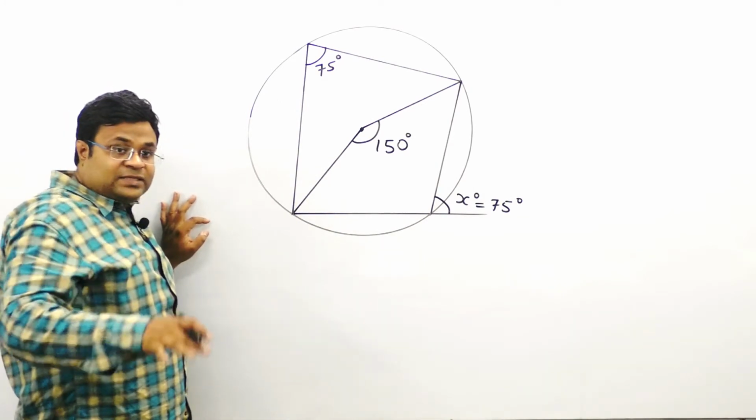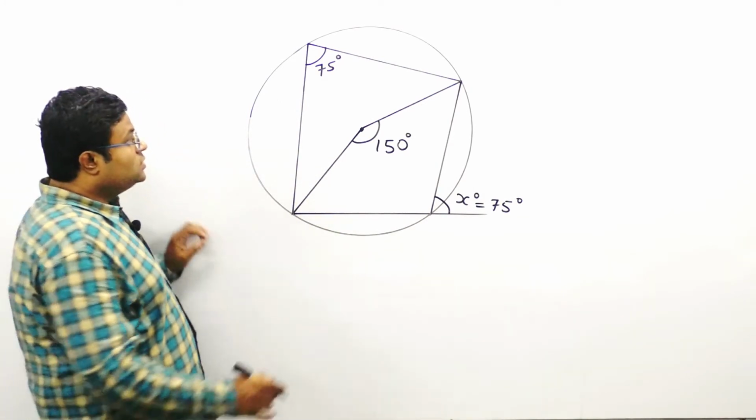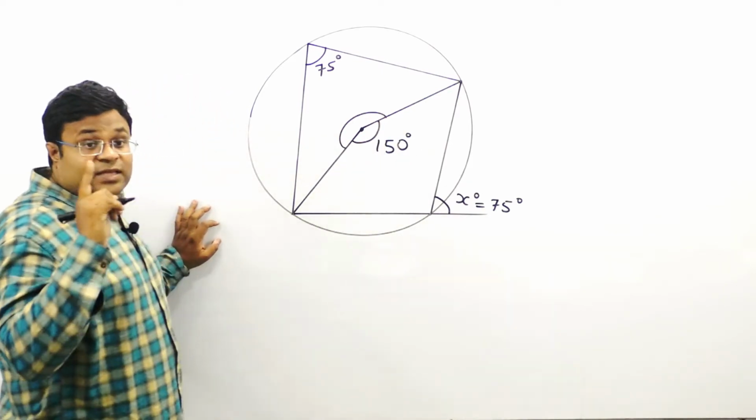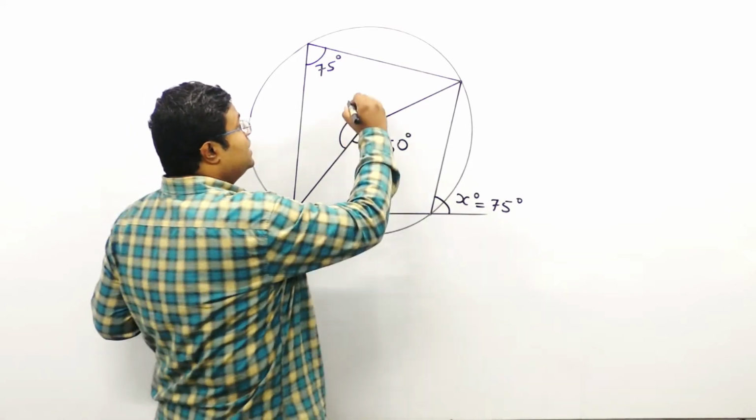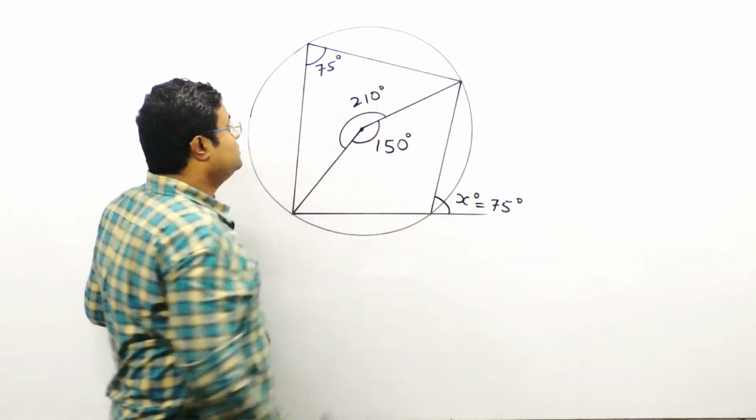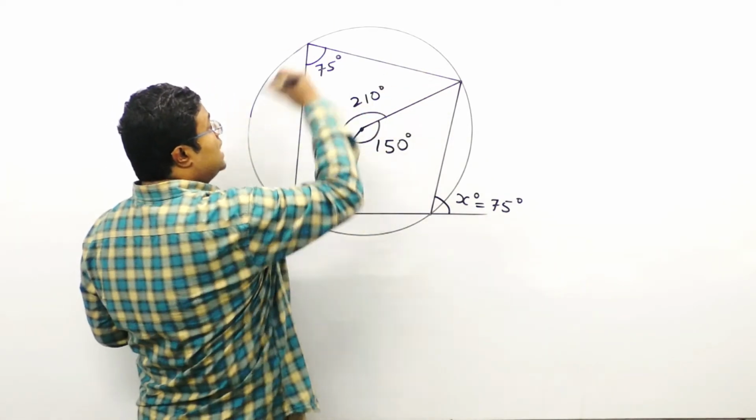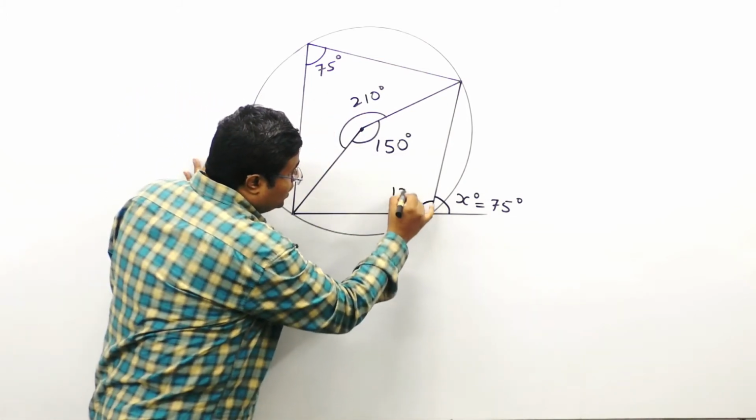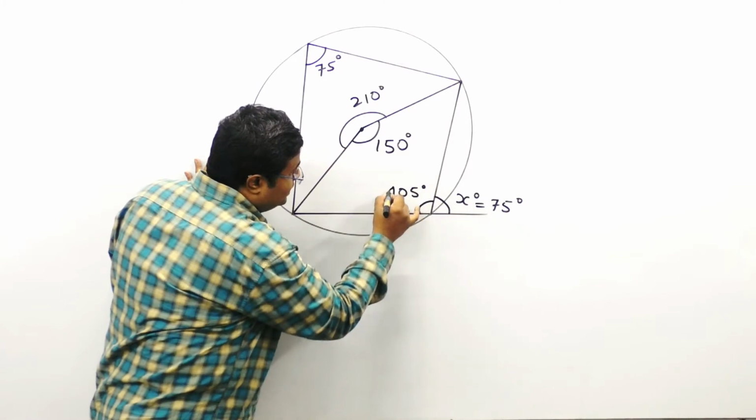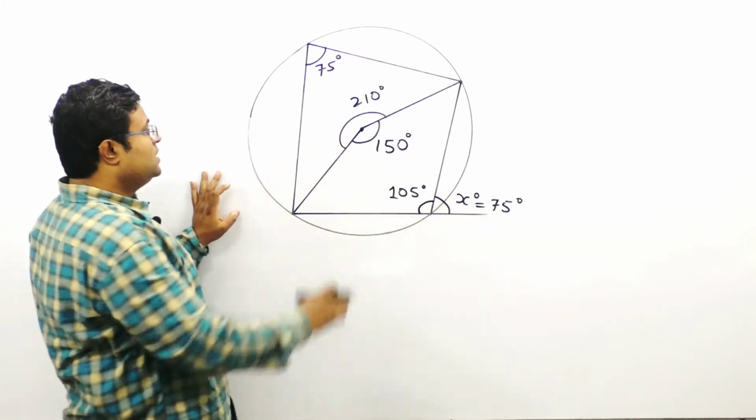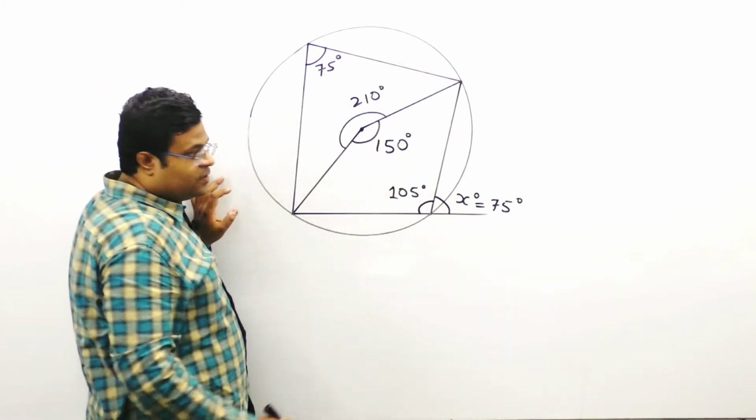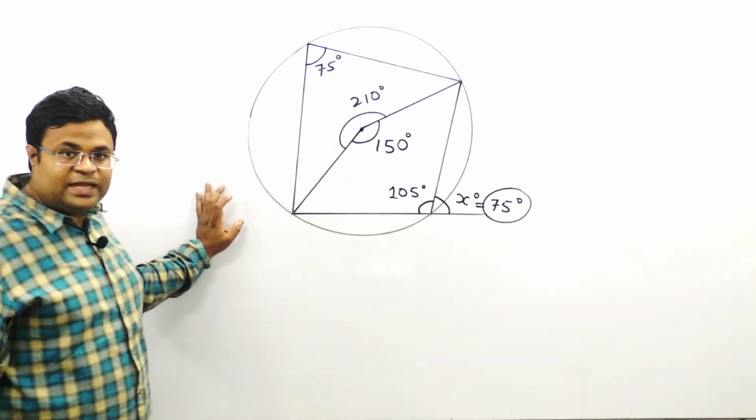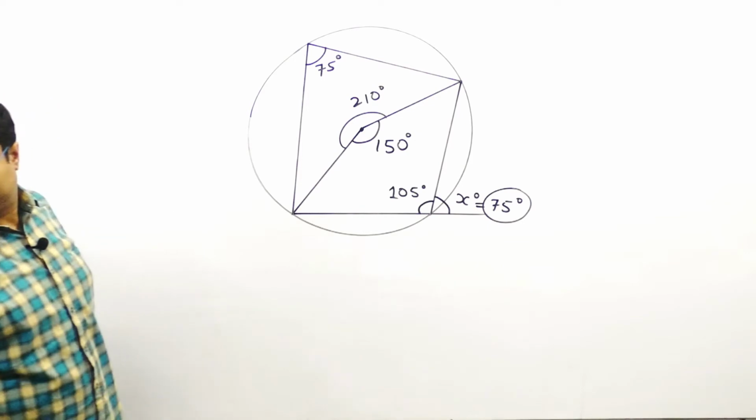If you have not done cyclic quadrilateral till now, then this is 150. This you can get as 360 minus 150, that is 210. Now since this huge arc is subtending 210 at the center, it will subtend 105 at the circumference. This 210, this will be 105. So what will this be? 75, linear pair. Okay.